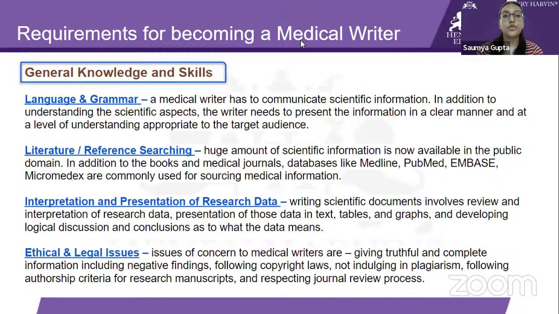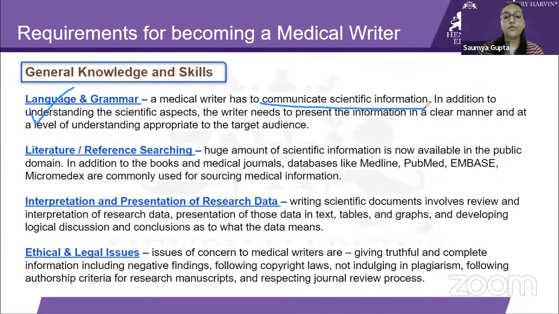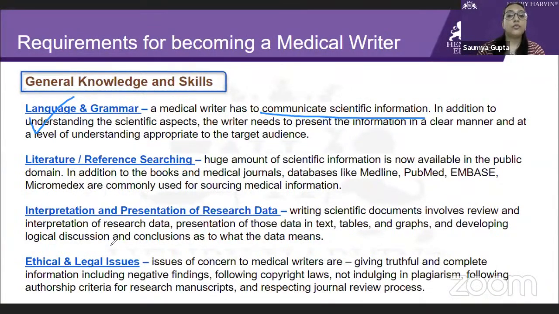So first is language and grammar. A medical writer has to communicate scientific information. So in addition to understanding the scientific aspects, when you're writing any document, usually you have to write the documents in English. So you should have good command over the English language. You should have good vocabulary. You should be able to write a document which is well presentable, well written.